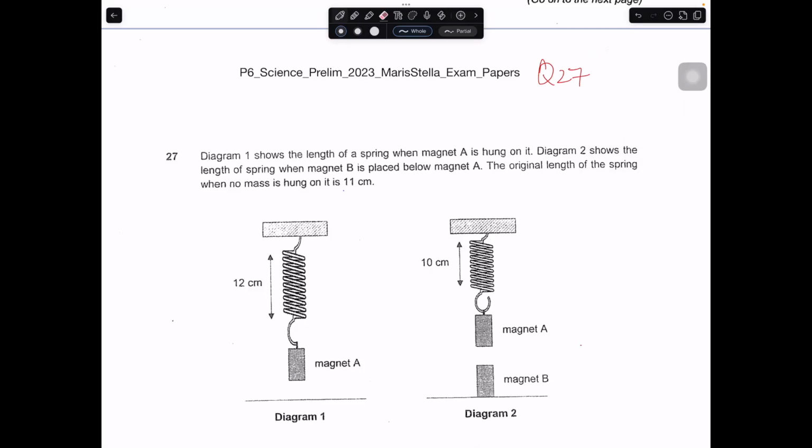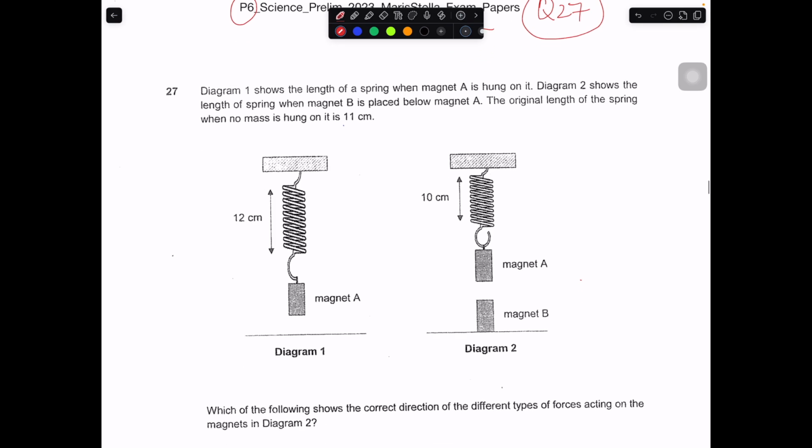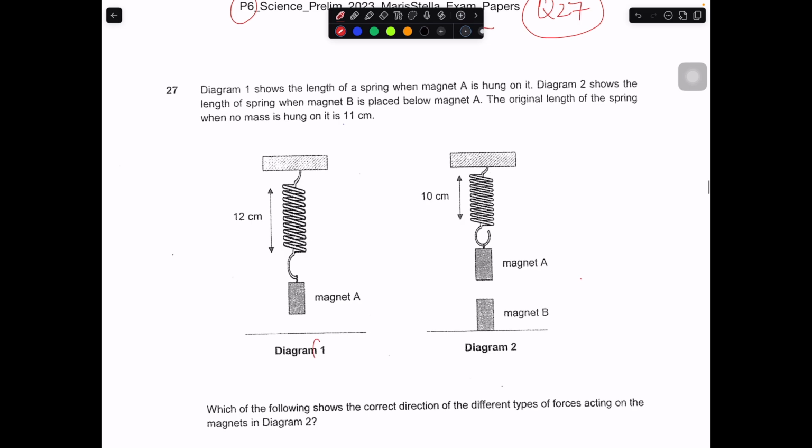I'll be going through the P6 Science Prelim 2023 Maris Stella exam paper, question number 27. So diagram 1 shows the length of the spring when magnet A is hung on it. So this is diagram 1. Hung on it, the spring's total length is 12.